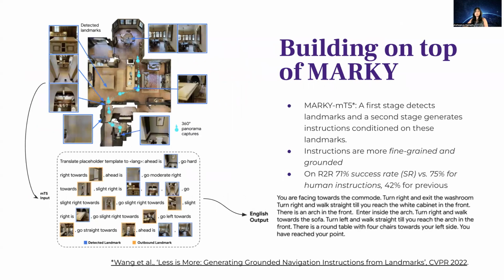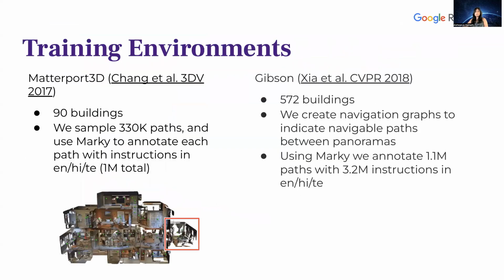Marky is a much stronger speaker model that appeared at CVPR last year, and it uses a two-stage generation approach. Please refer to the paper for details. We expand the set of training environments by also including the Gibson environments having 572 buildings.